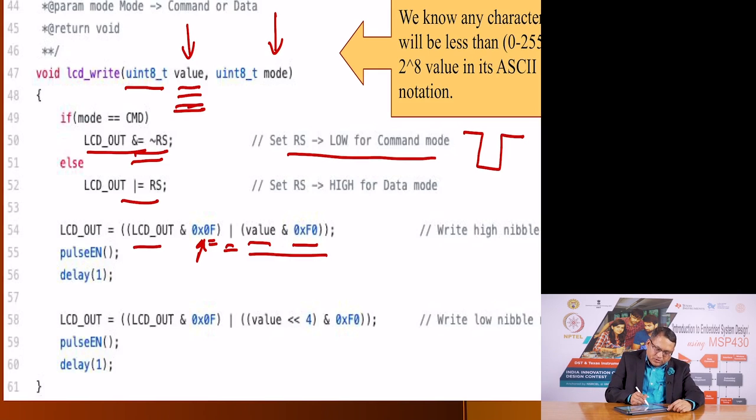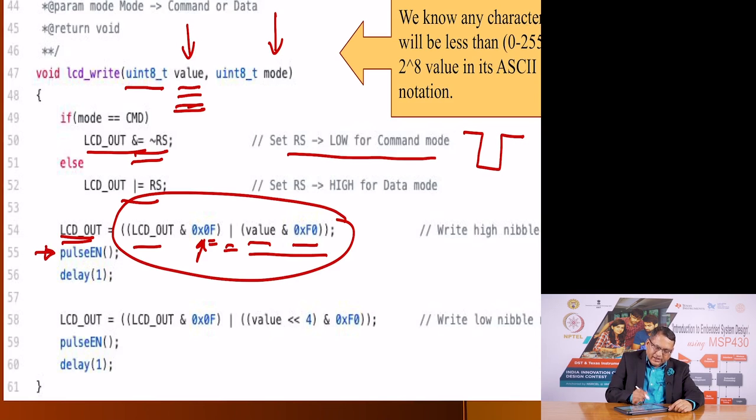And then you provide this value onto the port 1 pins, that is LCD out. Then you pulse the EN pin, which makes the LCD controller receive this information. Then you delay for some time.